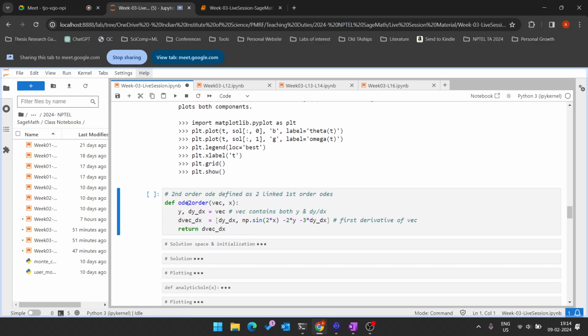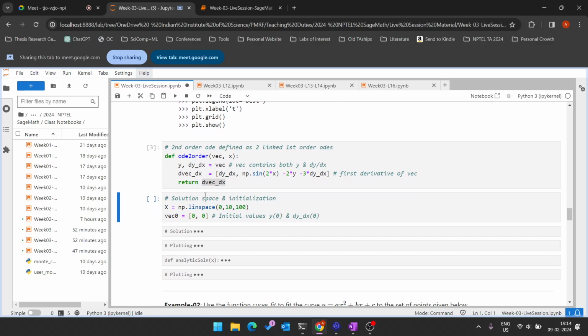We first define a second order function called ODE second order, which takes input parameters as vector and x. Then the vector, as I mentioned in the notes, we rewrite it as the two components y and dy by dx. The first derivative of the vector will become the first derivative of y and the second derivative of y respectively. Those can be plugged in either through the vector itself or through the provided ODE. And then we return the first derivative of this vector.